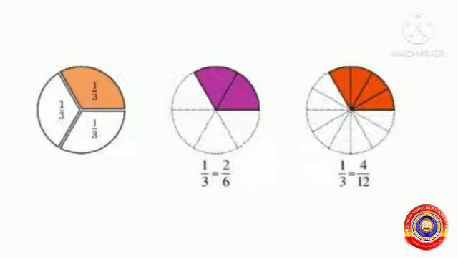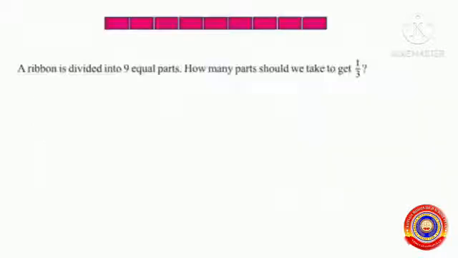Next, here the third circle is divided into 12 equal parts and the shaded portion is equal to 4 by 12 part of the whole circle. And this 4 by 12 part is same as 1 by 3 and 2 by 6 part of the first and second circle.